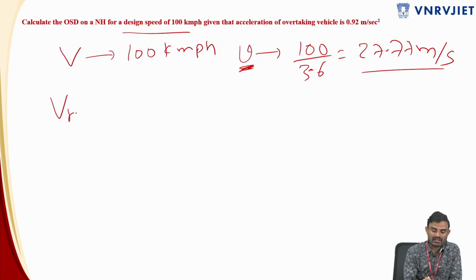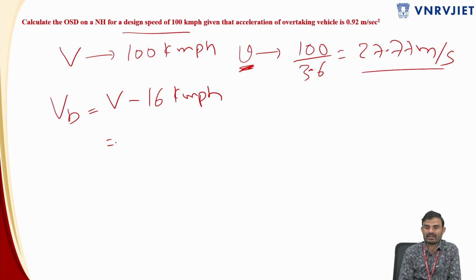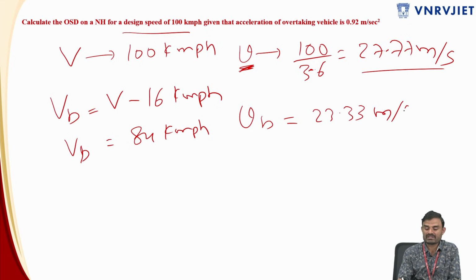Of course, we have the relation, which is VB equal to V minus 16 kmph. If we deduct 16 kmph from the design speed, we get the speed of vehicle A or vehicle B, which is VB. So VB is equal to 100 minus 16, which is 84 kmph, in kilometers per hour. Again we need to get this value in meters per second. Therefore VB is equal to 84, and once you convert, that value will become 23.33 meters per second. So these are the speeds, the only two speeds we are going to encounter in the problem solving of OSD.